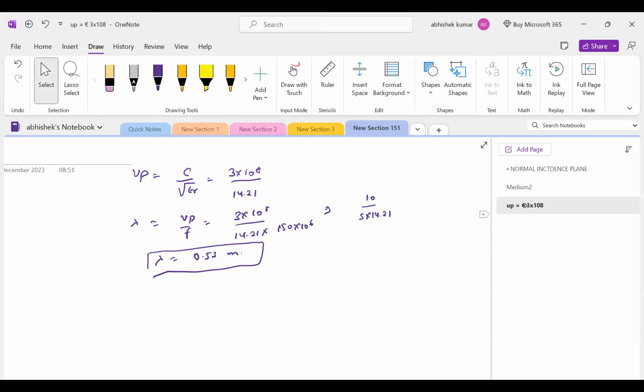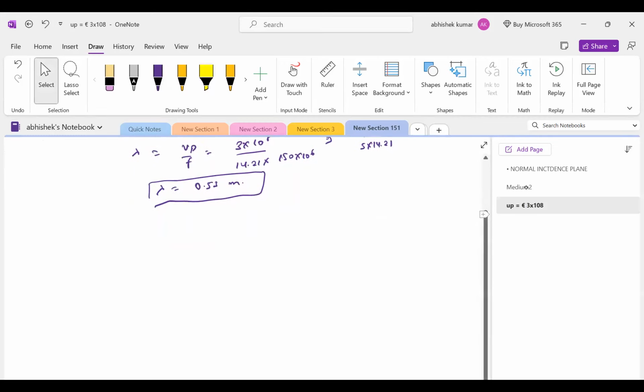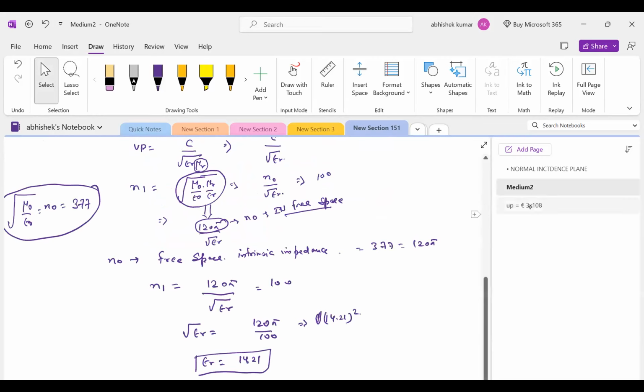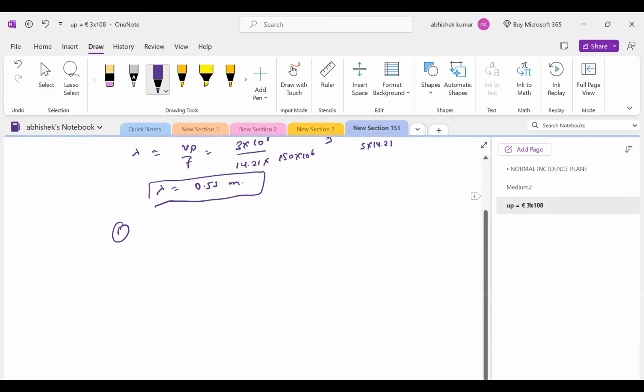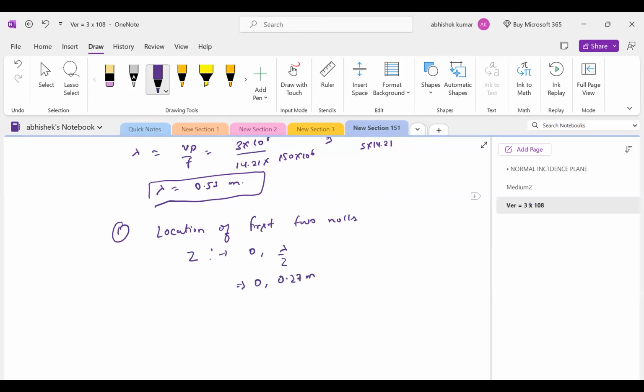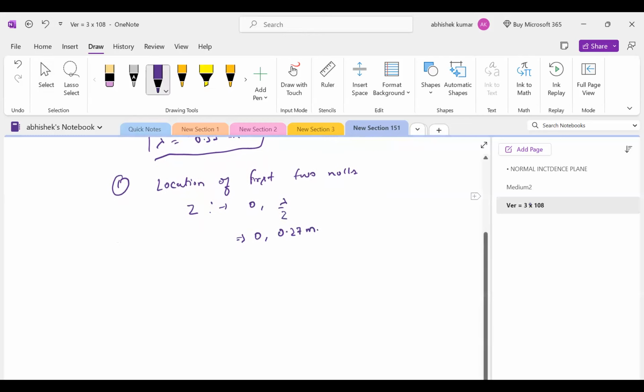Okay. Got it? Then we can find the location of the first two nulls, that is z equal to 0 and lambda by 2. So that is 0 and 0.27 meter, right?